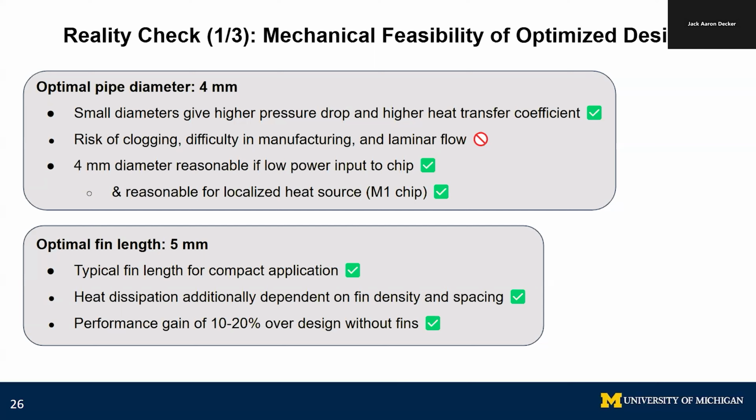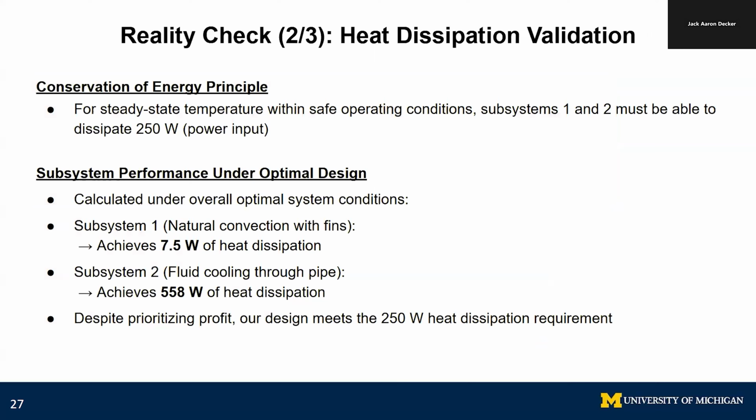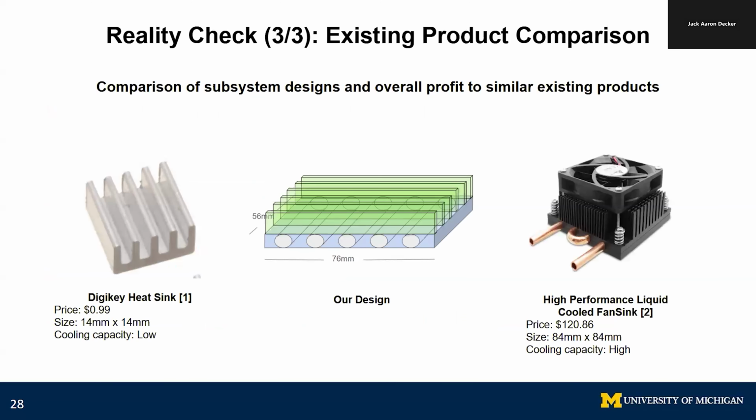For the fin length, 4 millimeters is appropriate for compact applications, especially since the total heat dissipation also depends on fin density and spacing, not just length. To validate our results, we recalculated subsystems 1 and 2 using the optimal fin length and pipe diameter from the system level model. Subsystem 1 dissipates about 7 watts through natural convection, and subsystem 2 dissipates 558 watts via fluid cooling. Combined, the system capacity is well over the 250 watt minimum required for safe, steady state operating temperature.